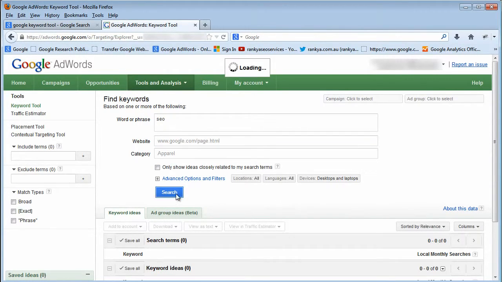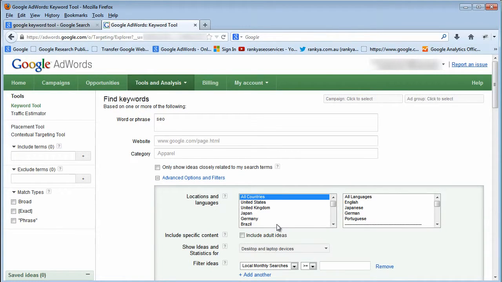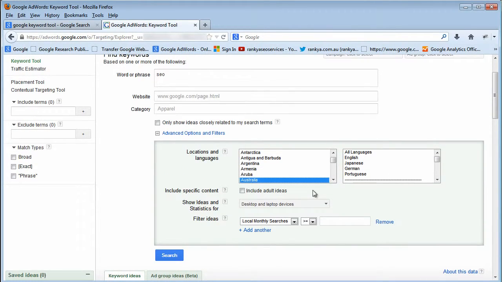Let's just quickly type a particular keyword, just one word, conduct the search. Now we have advanced options and filters. Now this is very critical for you to explore. First, what I tend to do is I type a word and I choose all countries, all languages, and so on. Okay, now I live in Australia. Okay, then after I conduct that search, I then come back and narrow down to country. Okay, and surely you should be doing the same thing.